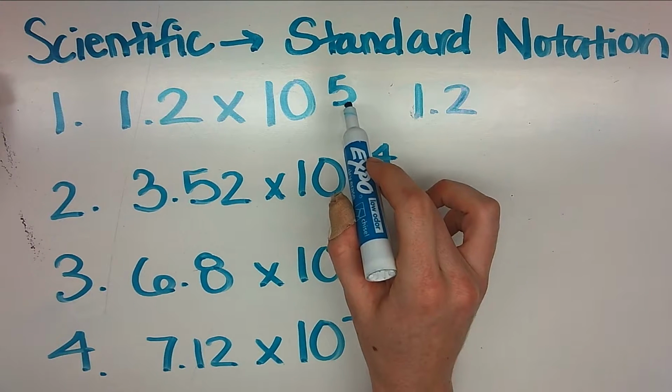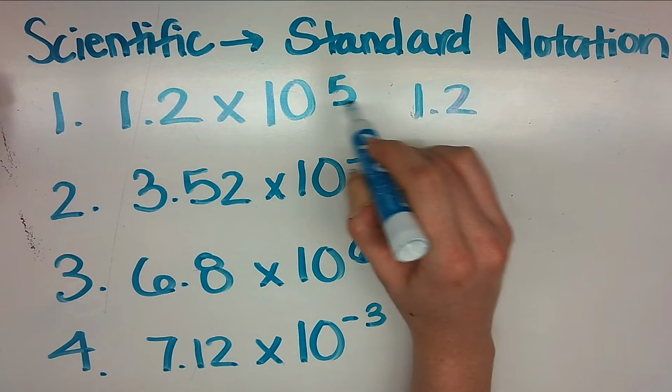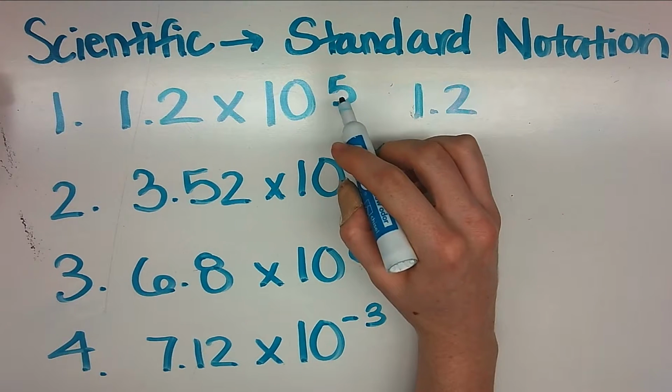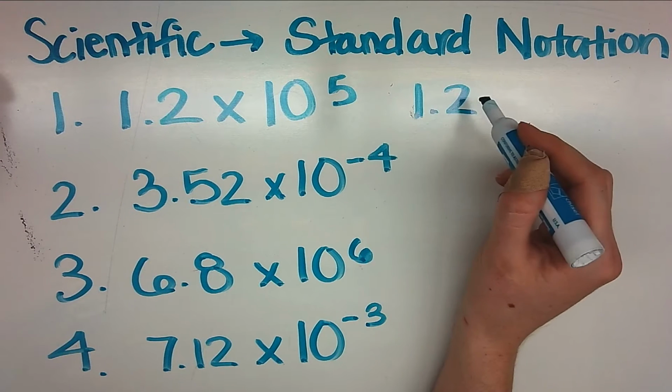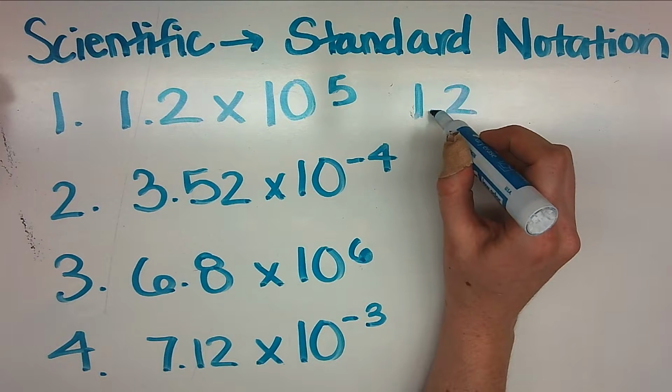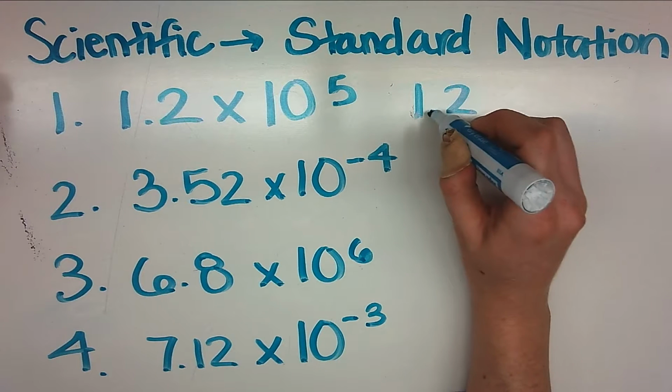Second step is to take a look at that exponent. If it's positive, we are going to move our decimal place that many spaces. And if it's positive, we know that this is a number that is greater than 1. So I need to move my decimal place to make that happen. And when I do that, I'm moving it to the right. And I'm going to move it 5 spaces.